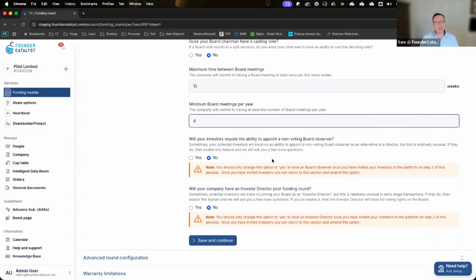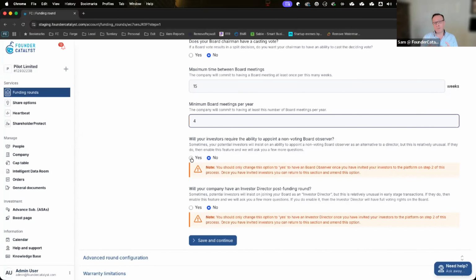Sometimes if you take investment from specific groups, so some of the SEIS funds, some of the angel networks, they will want you to create a post called an investor director. This is where a member or somebody that those groups nominate sits on your board. It's really interesting, there's two sections here. One is around investor director. One is around board observer.